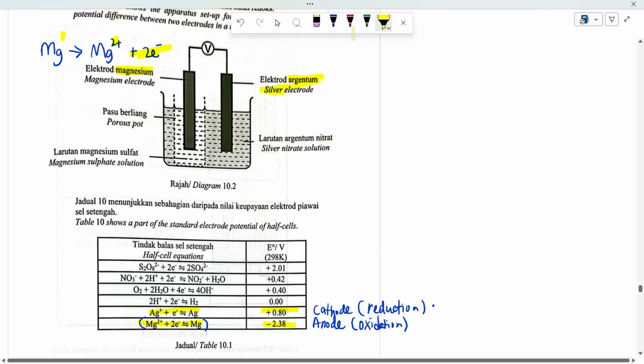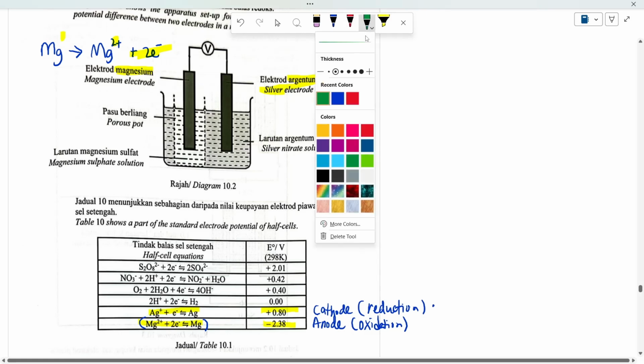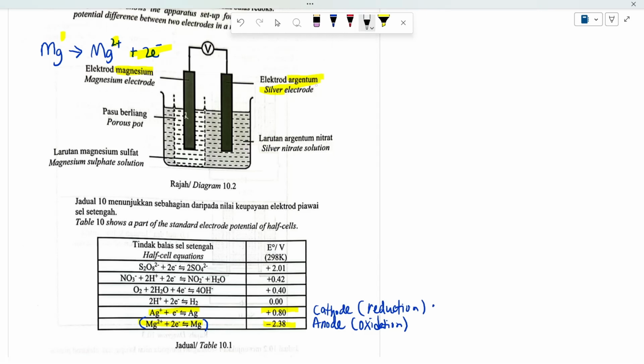So if it changes to ions, what can you observe here? What happens to the magnesium electrode? Jian, what happened to it? Yes, it becomes thinner, because it changed to ions already, right? So at the end, it becomes thinner. It will be gone. Okay, it becomes thinner.